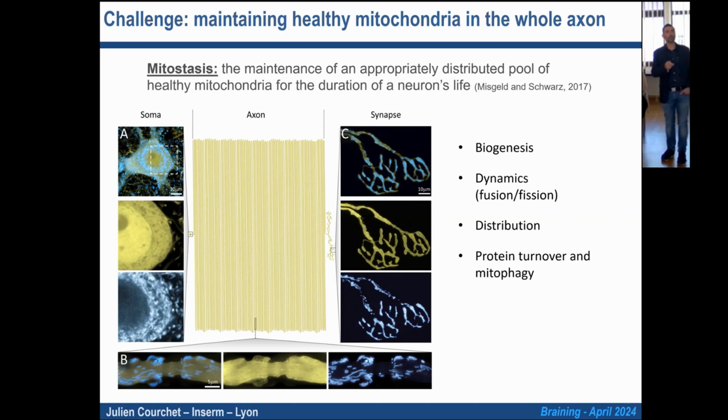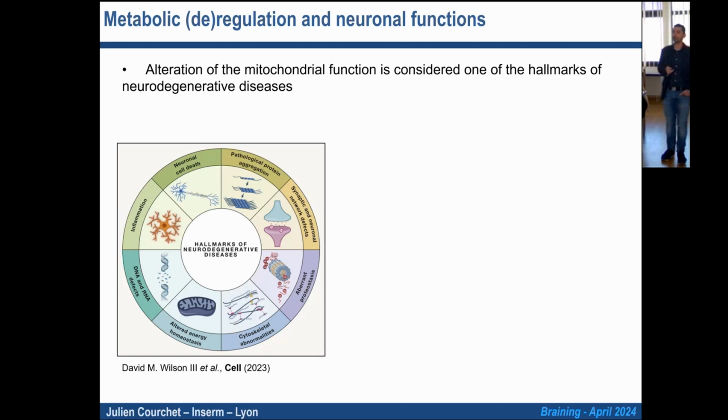Basically, this is asking the question: how do you maintain homeostasis, which is the equilibrium of the cell, in a challenging cellular environment? Compared to the soma, if you want to have healthy mitochondria at the extremity of the neuron, you need to be able to control mitochondrial biogenesis, the dynamics of fusion and fission of mitochondria, their distribution, the transport along the axon, and also protein turnover and elimination of mitochondria by mitophagy.